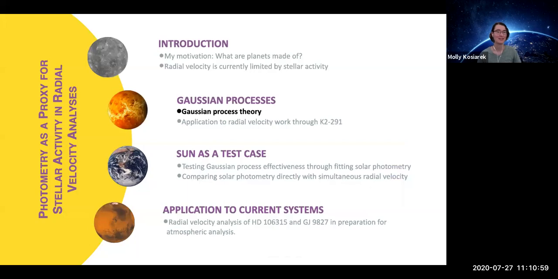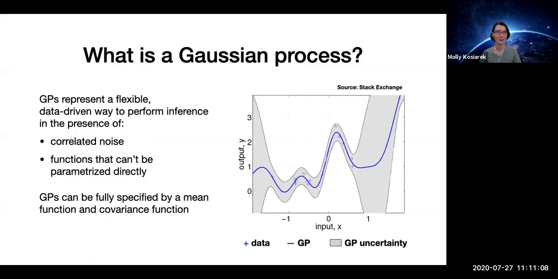So now I'm going to transition into discussing how one could characterize the stellar activity signal in radial velocity data using a Gaussian process. To start, what is a Gaussian process? Gaussian processes are a way to model correlated noise and functions that cannot be parameterized directly. They can be fully specified by a mean function and a covariance function. Here on the right shows an example. The small blue crosses are the data. The blue line is the Gaussian process describing the covariance of the data. And the gray shaded area represents the 1 sigma uncertainty space of all of the Gaussian process parameters.